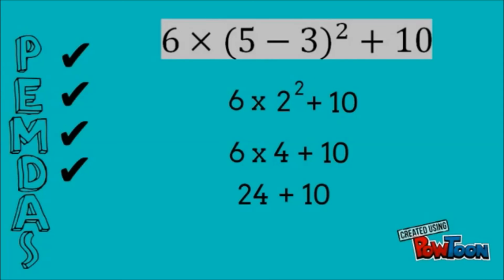And the last step to the order of operations is to add and subtract. We have 24 plus 10. And 24 plus 10 is equal to 34. So the answer to this math expression is 34.